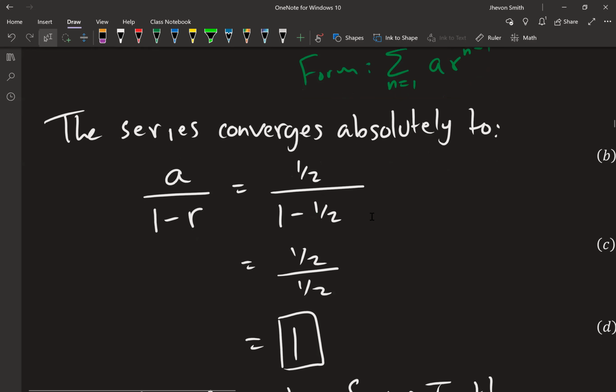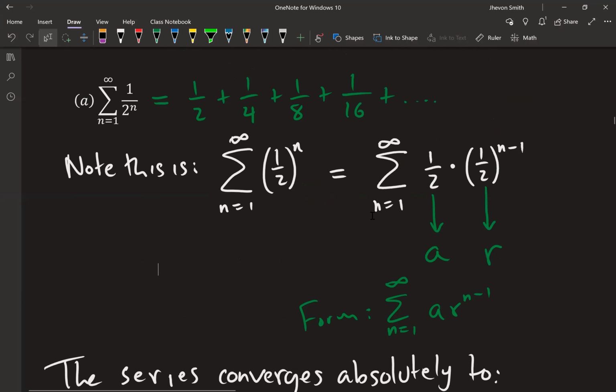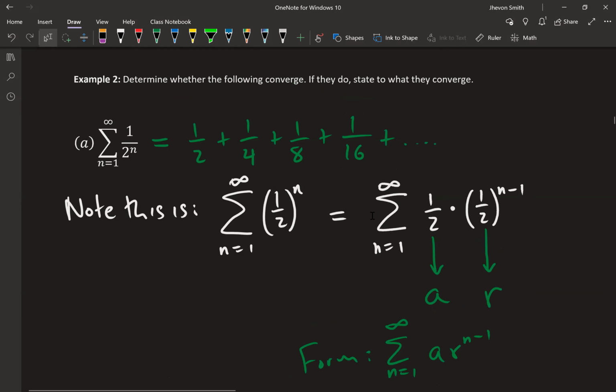Jhevon, actually, isn't the a supposed to be like 1? No, the a does not have to be 1. The a has to just be a constant.